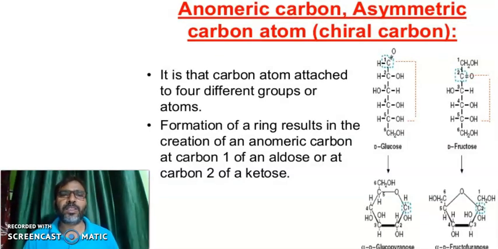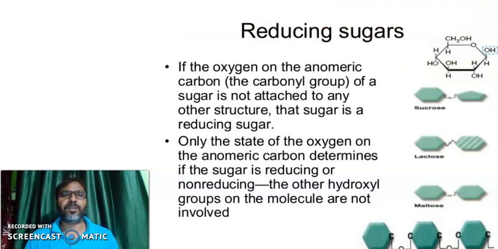Now friend, anomeric carbon, asymmetric carbon atom, chiral carbon. It is a carbon atom attached to 4 different groups. The formation of the ring results in the creation of an anomeric carbon at carbon 1 of aldose and at carbon 2 of ketose. So alpha-D-glucose you can see, and D-fructose you can see, alpha-D-fructofuranose.